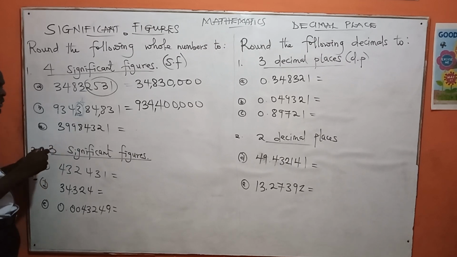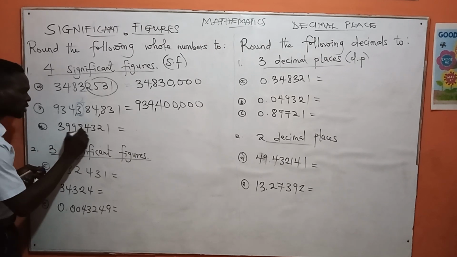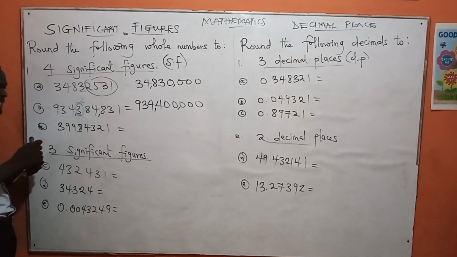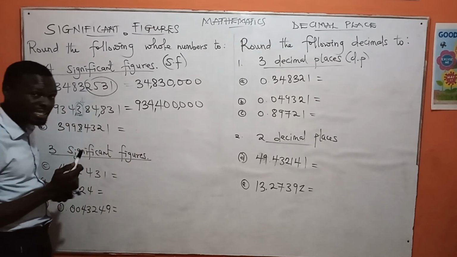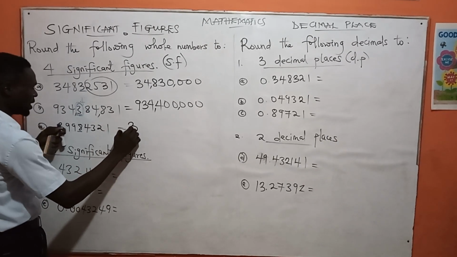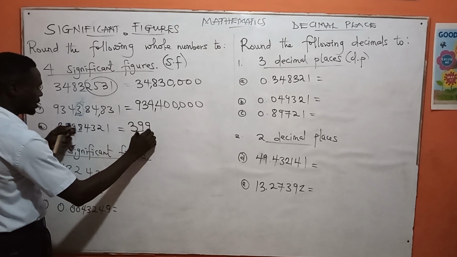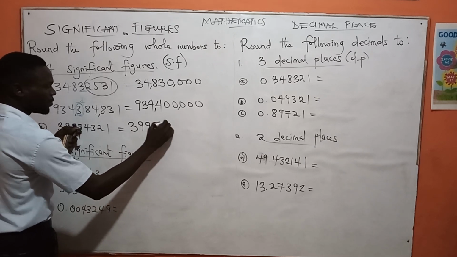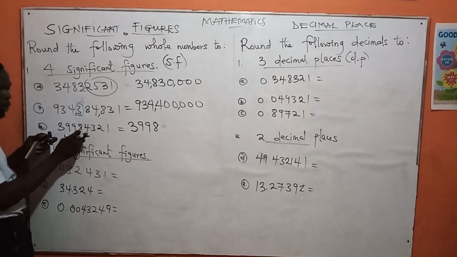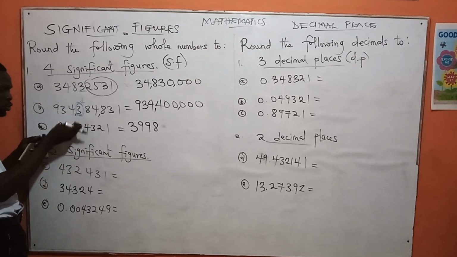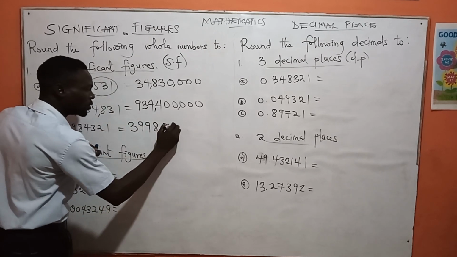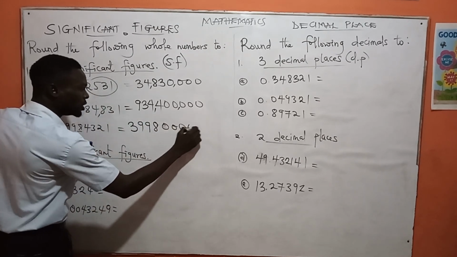Starting from the first non-zero digit, so 1, 2, 3, 4. The number at the immediate right is 4, which is less than 5. So that gives us 3, 9, 9, 8. Since the 4 is less than 5, we are going to maintain the 8. Then we'll change the remaining digits to 0. We nearly wrote the 4.